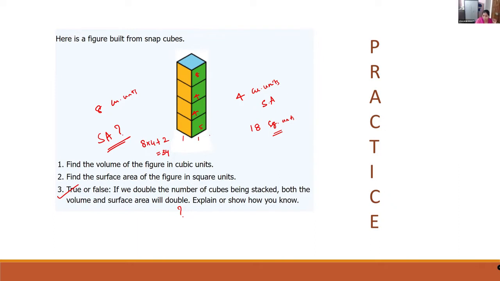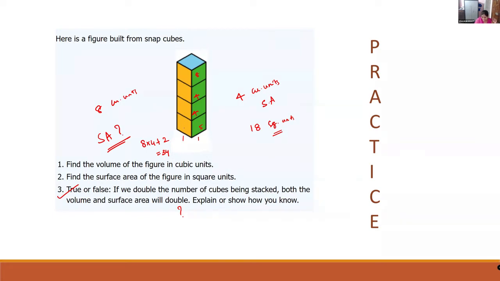In the 8 cubes, they can see the 4 faces, but for the top and the bottom, they could see the 5. Right? So we can just take 8 into 4, 32, and add the top face and the bottom end face, plus 2. So 34. So it is not doubled. Right? 18 into 2 is 36. It is not doubled. Why is it so?